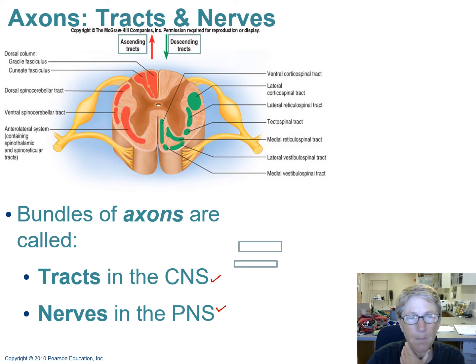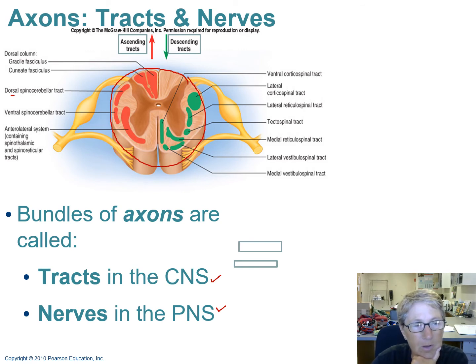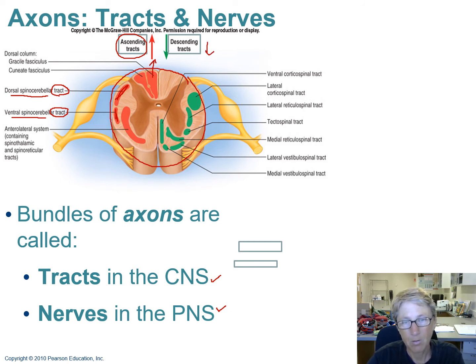So here's a cartoon. We've seen something like this before. This is a cross section of the spinal cord. And you can see all these tracts. So for example, here's a dorsal spinocerebellar tract. Here's a ventral spinocerebellar tract. So all these little red patches here, they're tracts, and they'll run up and down the spinal cord in the central nervous system. And you can see over here that you've got ascending tracts going up in red, and then the descending tracts going down in green in this cartoon.